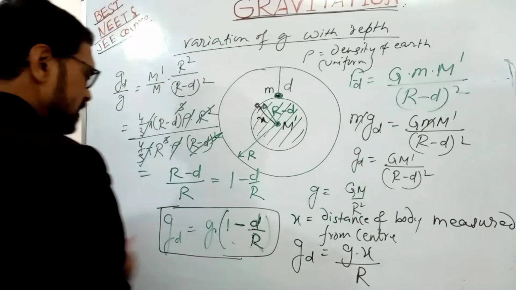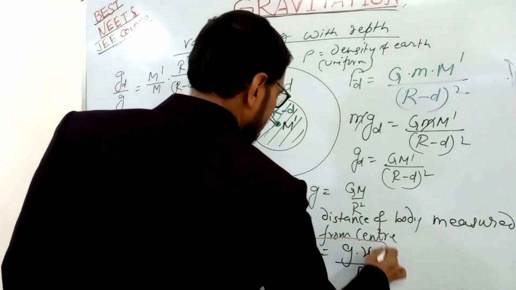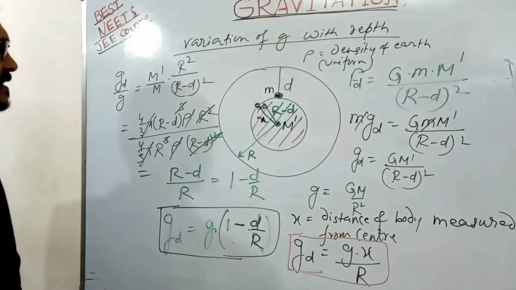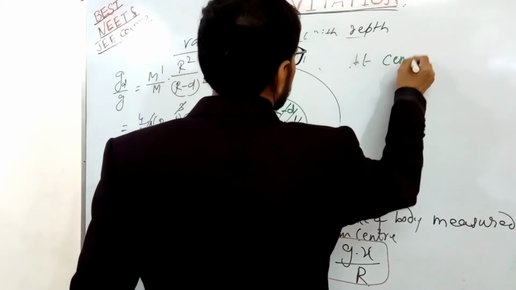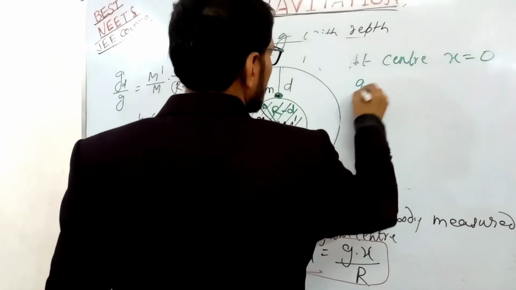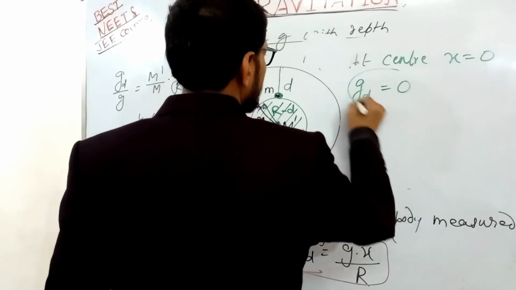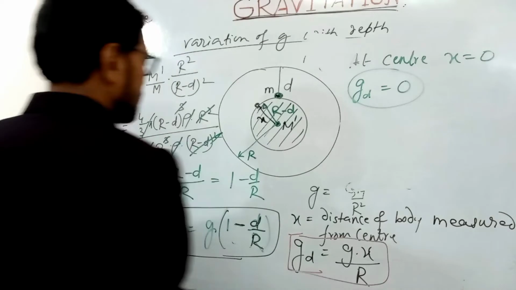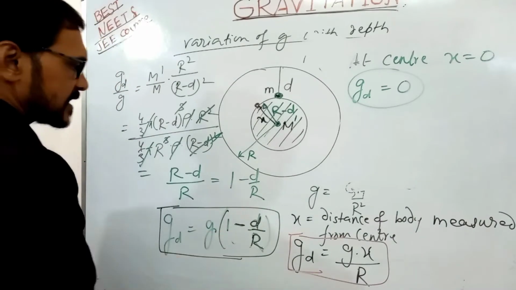The value of this will be gx by r. So this is the answer. Now x at the center, x equal to 0, so that's why g at depth equal to 0. So at center, acceleration due to gravity is 0, and so this is the formula, gx by r.